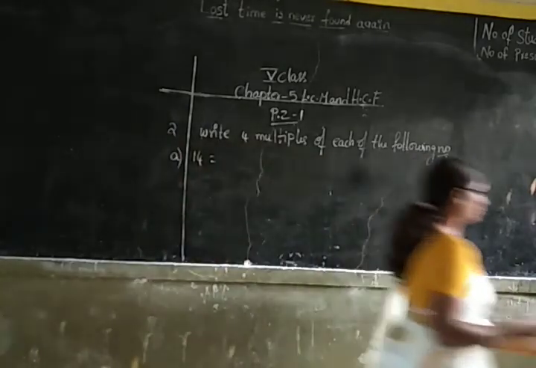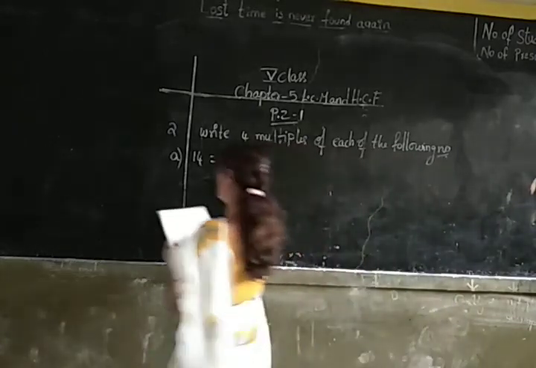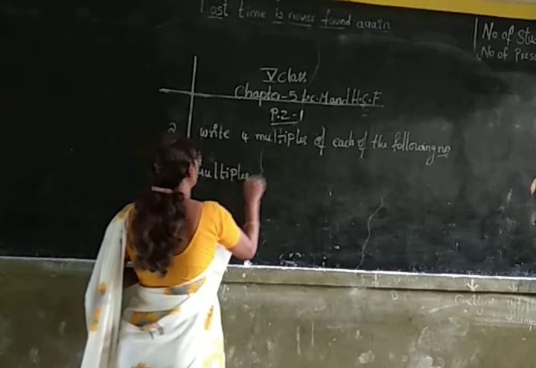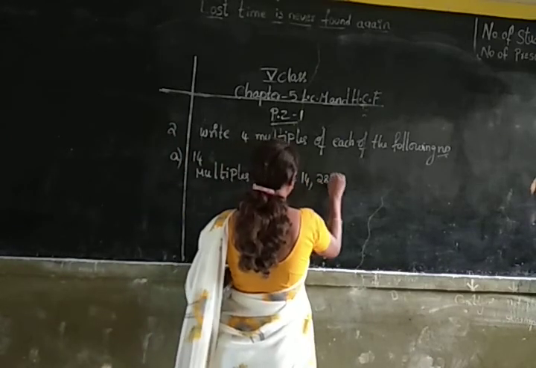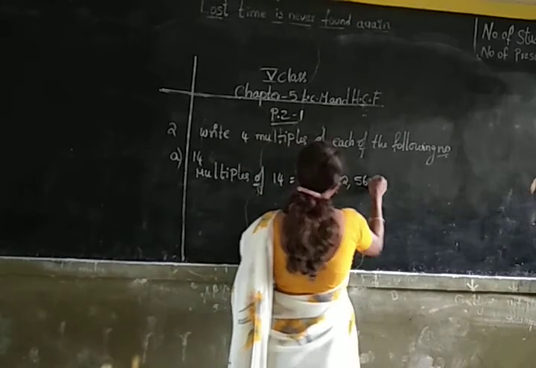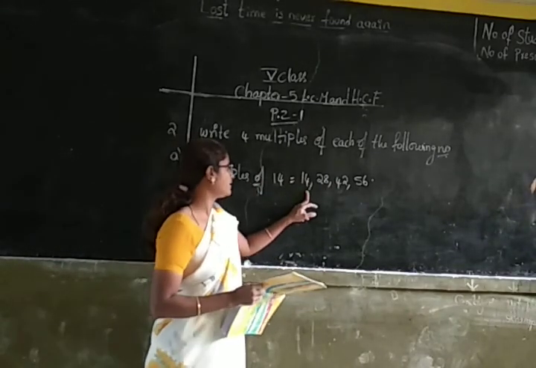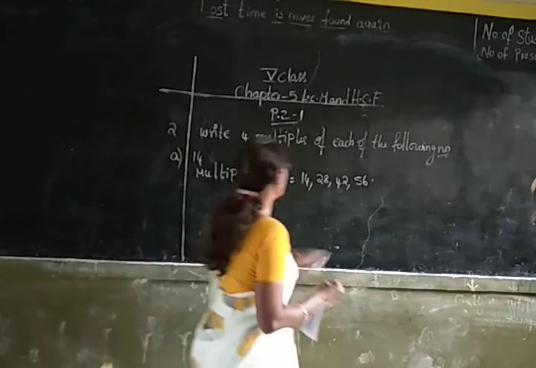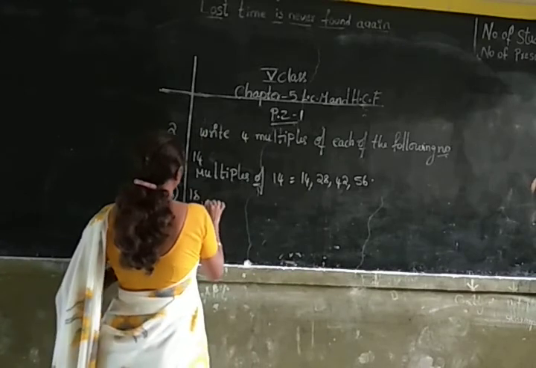Now let us write down the multiples of 14. 14 ones are 14, 14 twos are 28, 14 threes are 42, 14 fours are 56. So we have to write the first 4 multiples of 14. Now let us write down the first 4 multiples of 18.